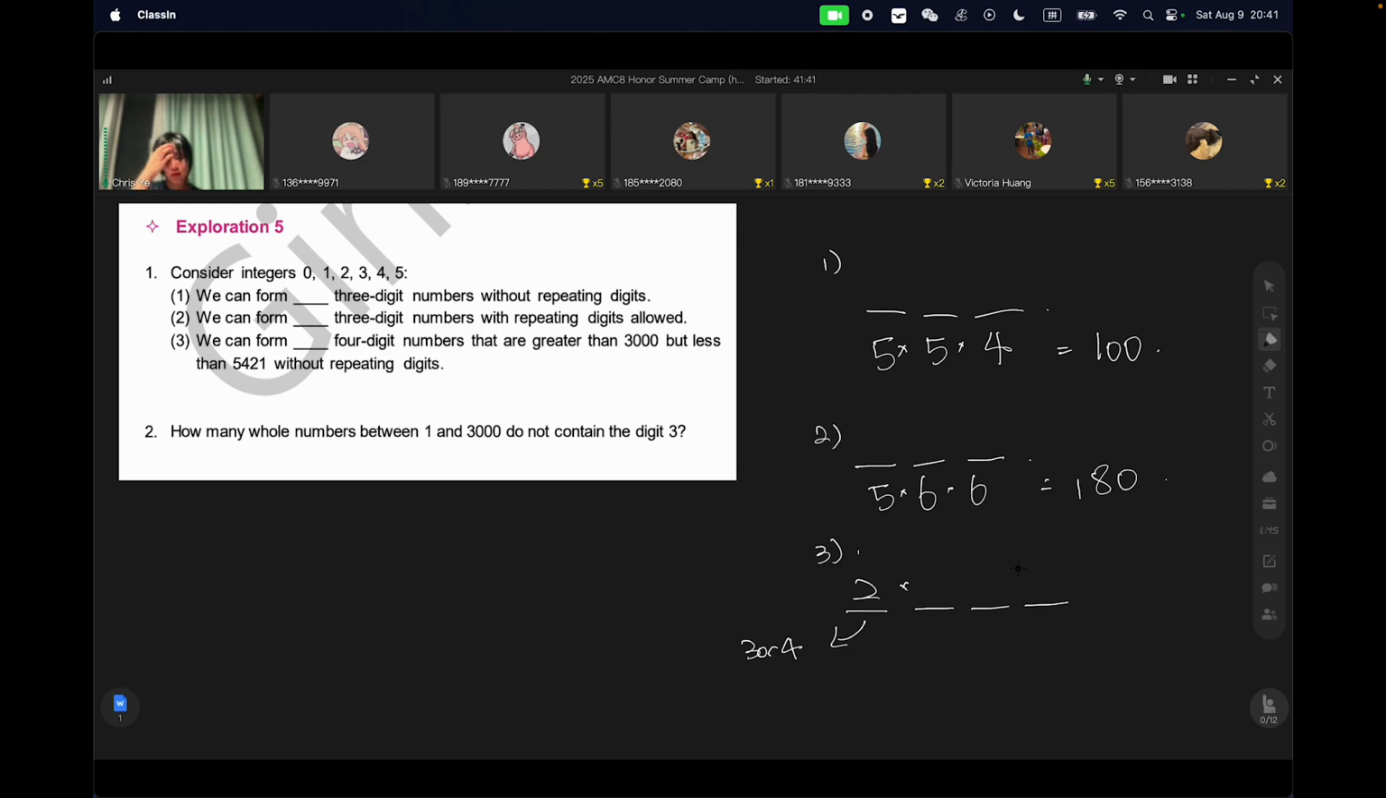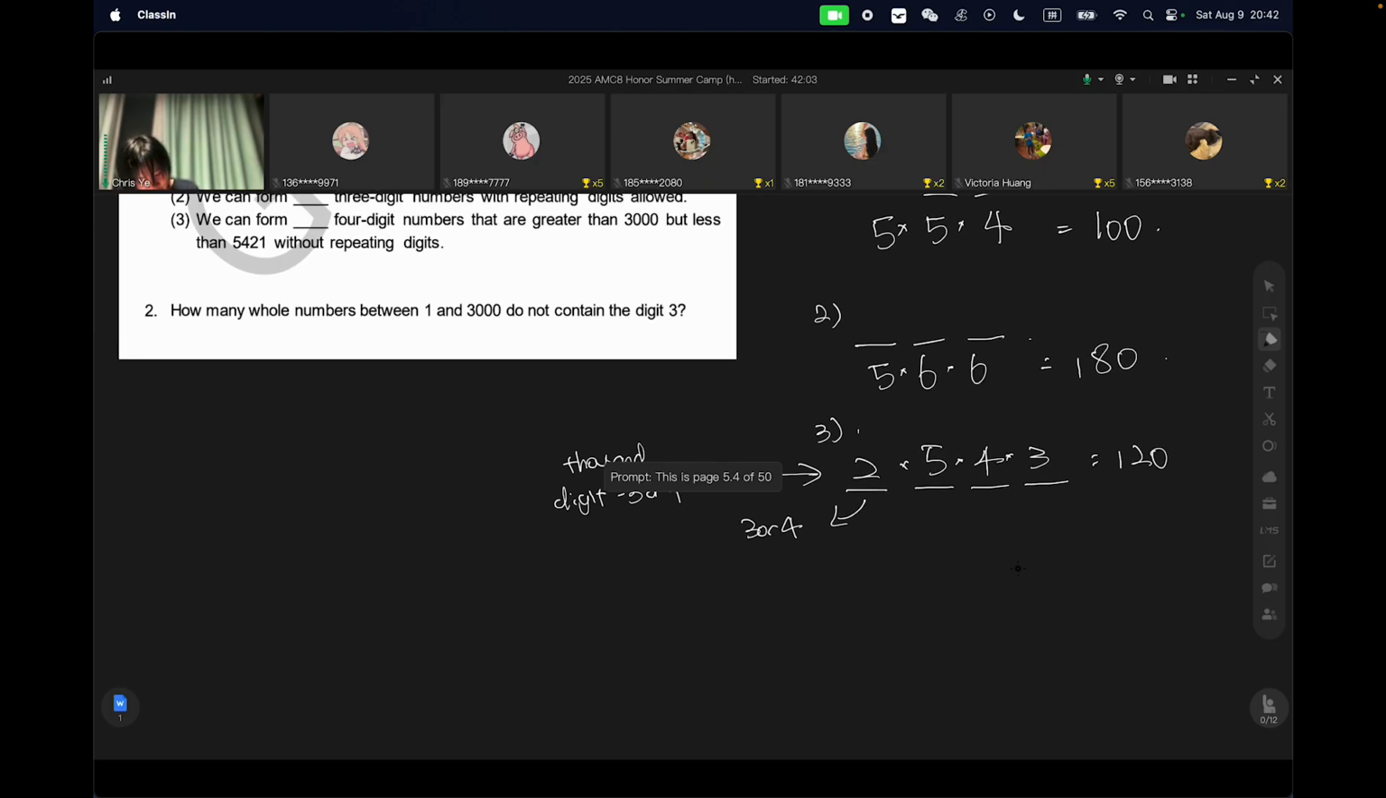And we just need to ensure that the remaining digits don't repeat. So since 3 or 4 is already used, then for the next one there are going to be 5 choices, then 4 and 3. So therefore, our answer is going to be 120 for the 1,000 digit being 3 or 4. However, if the 1,000 digit is 5, then we'll have different conditions to consider.